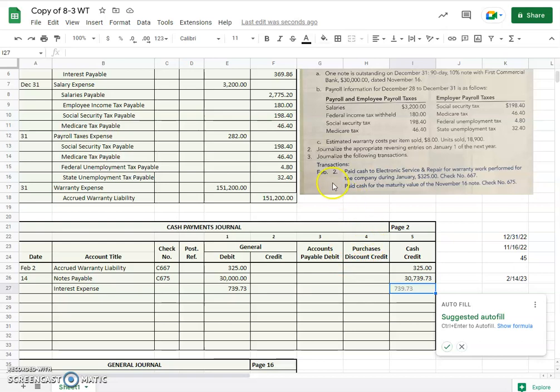And that is it for Work Together 8-3. It was lengthy. We just barely made it under our 15-minute time limit. But now you get to go and do the on your own.